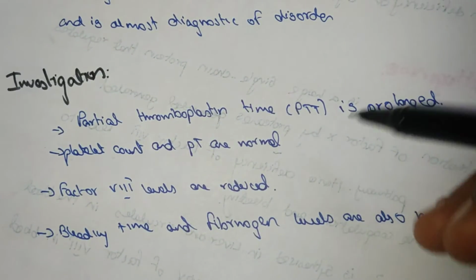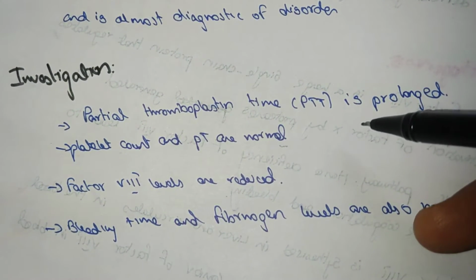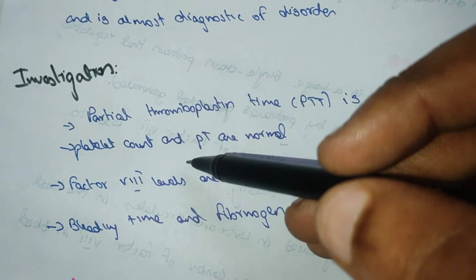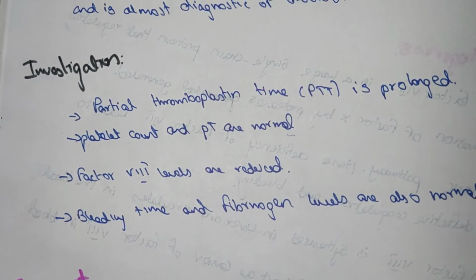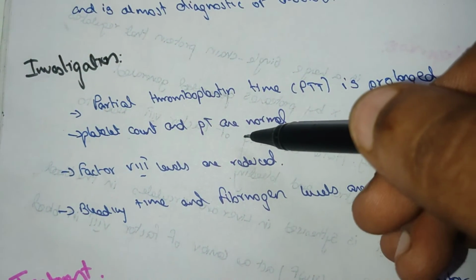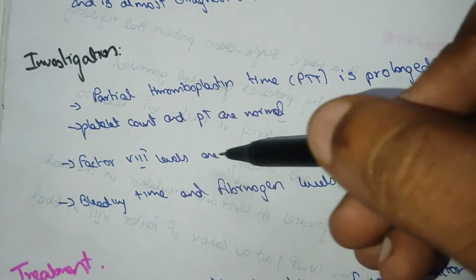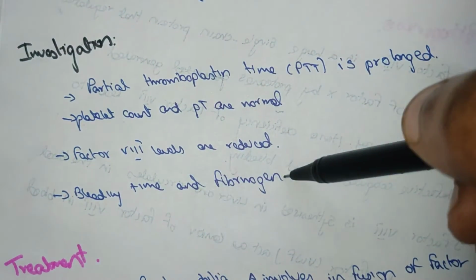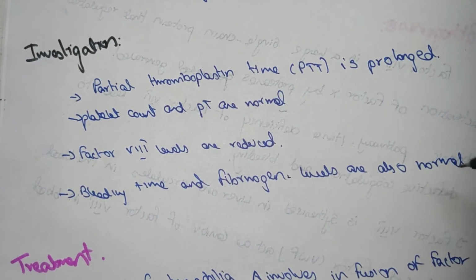The investigations. The partial thromboplastin time is prolonged. The platelet count and the PT, the prothrombin time, are normal. Factor 8 level is reduced. Bleeding time and the fibrinogen level are normal.